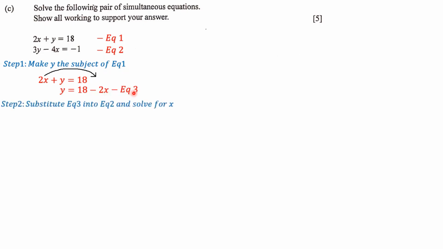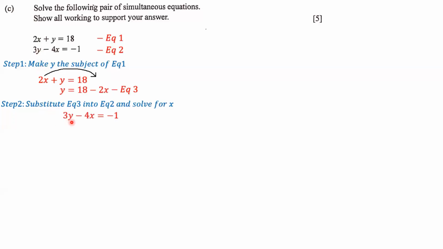Now we're going to take equation 3 and substitute it into equation 2 and solve for x. Now, what is equation 3? Well, equation 3 is this one, which we just determined. And we're going to put our expression for y into this y right here. So we're going to take what we know y is, which is 18 minus 2x, and put it right here. We're going to substitute it in.